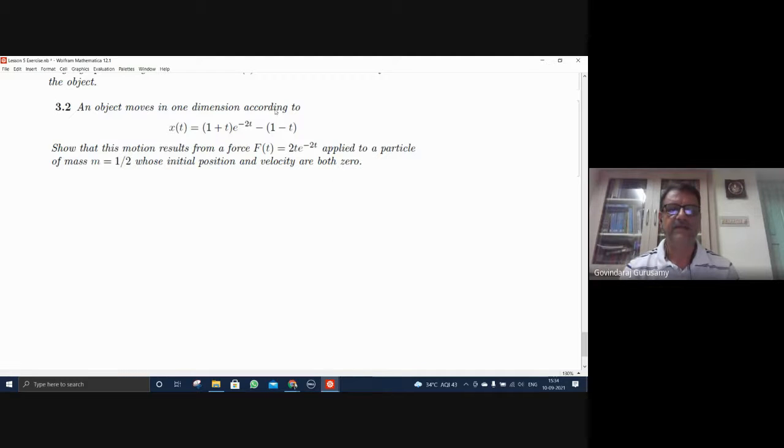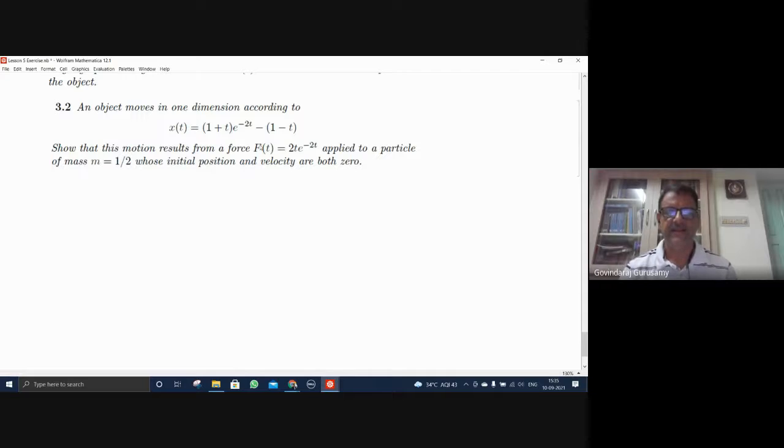What do you have to find? According to this, show that the motion results from a force. How do you go back? How do you get this one? This should be proved, no? It just started from here, and you are getting this. Any idea? From here, I have to come back and show that this is the result, corresponding to mass equal to half. So what do you do? Integrate twice and reach this result. Then you have the result.